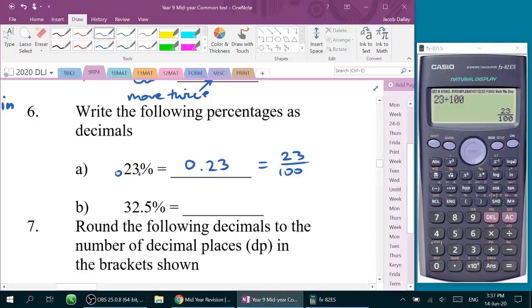So for this one, we're going to move it twice, so it's going to end up there, 0.325. And actually, if we put that into a calculator, 32.5 divided by 100, that's going to give us a slightly different one. But you can see 13/40ths is actually the same. But another way of thinking of it is we've got 325 divided by 1,000.